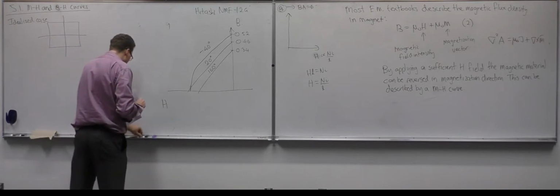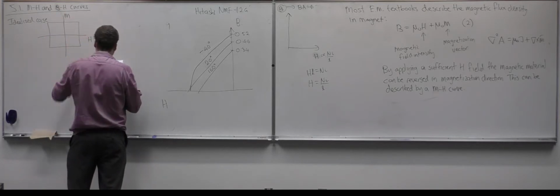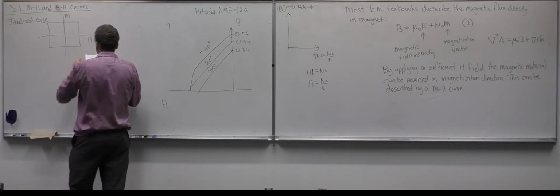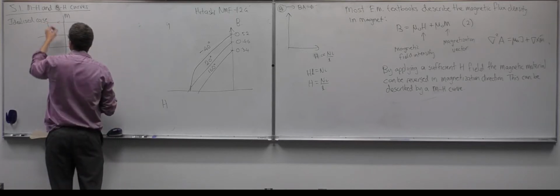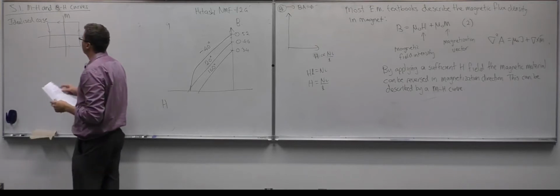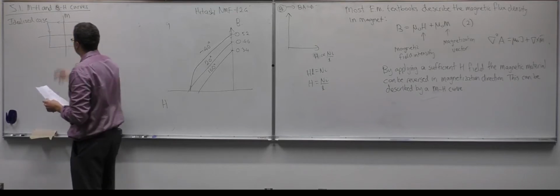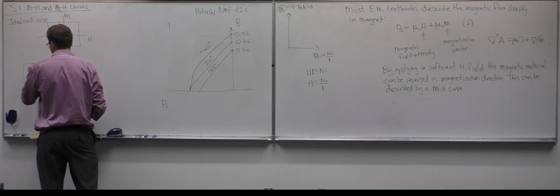So here on the y-axis we have M, and on the x-axis we have H. And then in this example here, let's assume that we have some magnet material. We could have a magnetic circuit. I'm going to talk more about the magnetic circuits.